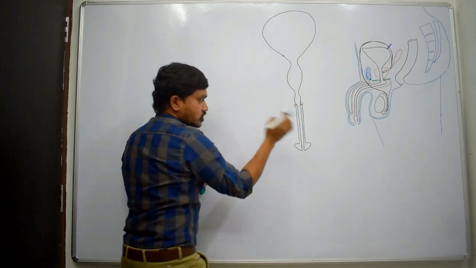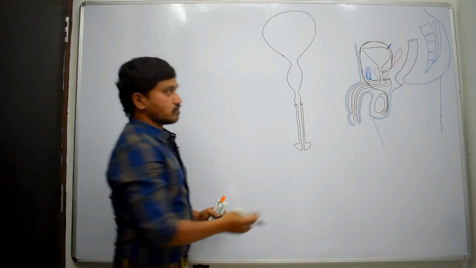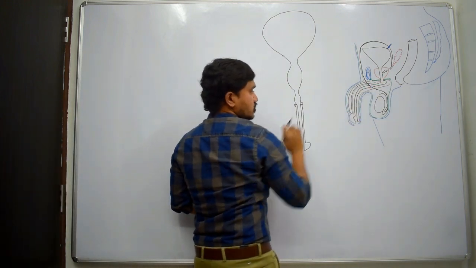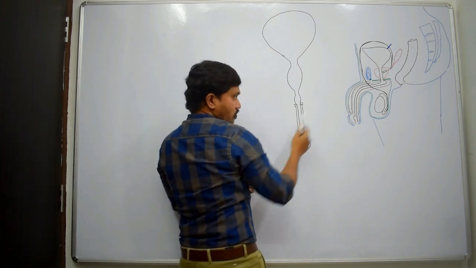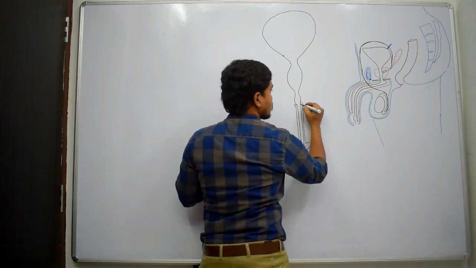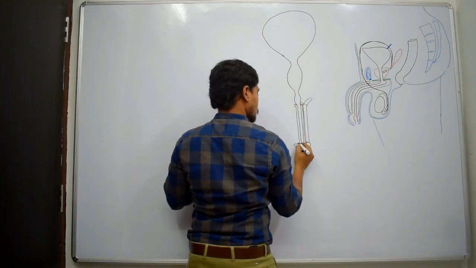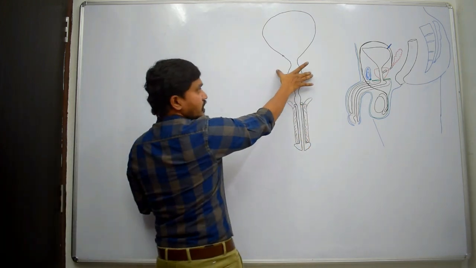This is the spongy part, which is present within the corpus spongiosum. See, this part of the urethra is present in the corpus spongiosum, right? Then we have to draw corpora cavernosum also. So let me draw corpora cavernosum here. Here it is having crura, right? Here there will be this gland.